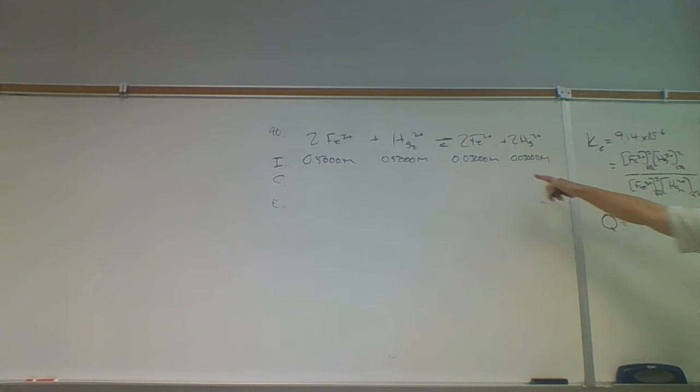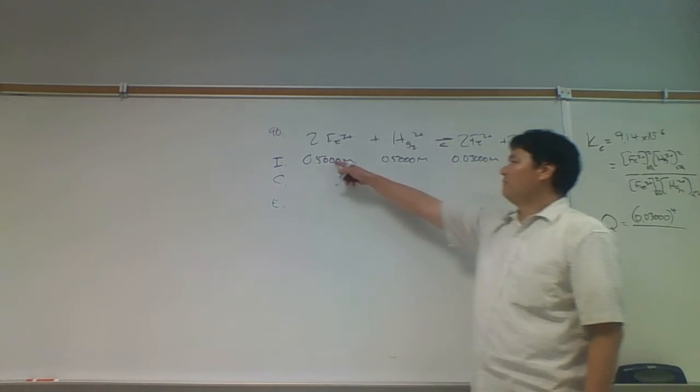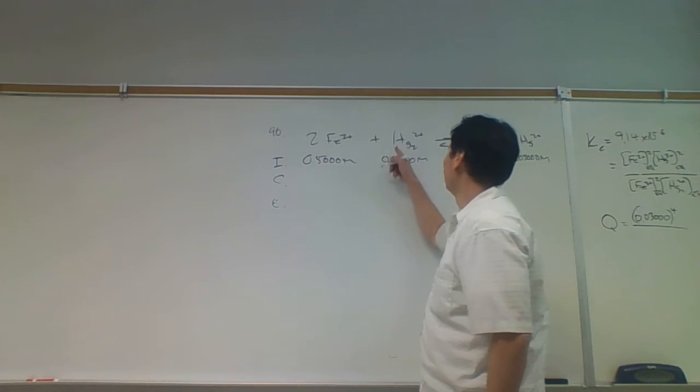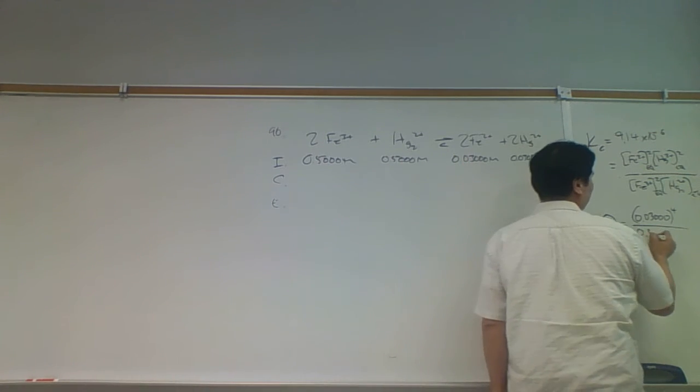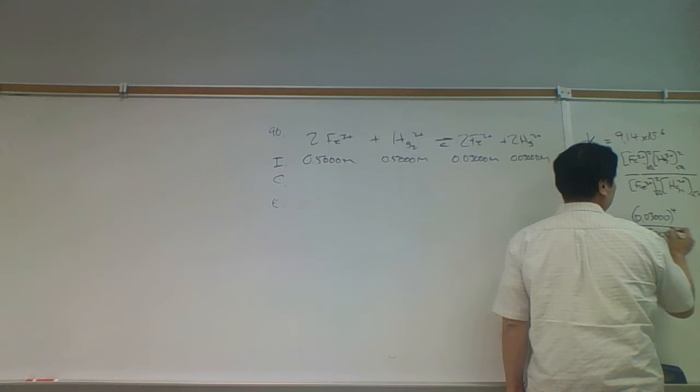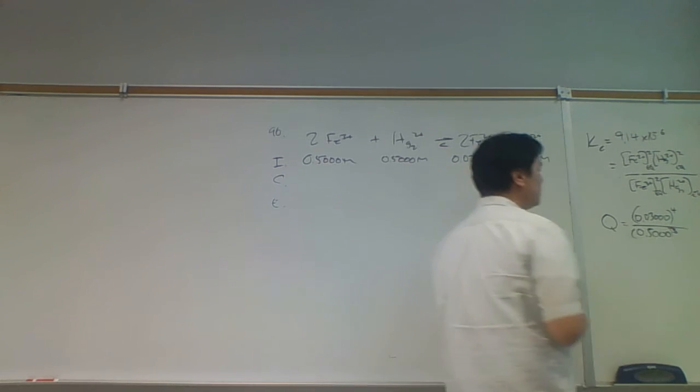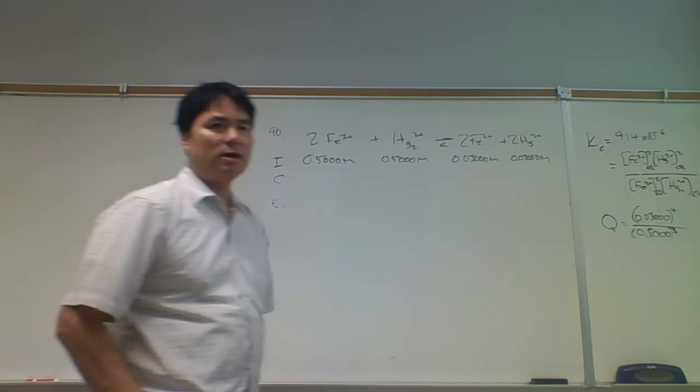This is going to be squared. And this is 0.03 thousand squared. Well, 0.03 thousand squared times 0.03 thousand squared gives me 0.03 thousand to the fourth, divided by 0.5 thousand squared and 0.5 thousand, which would just be 0.5 thousand cubed.